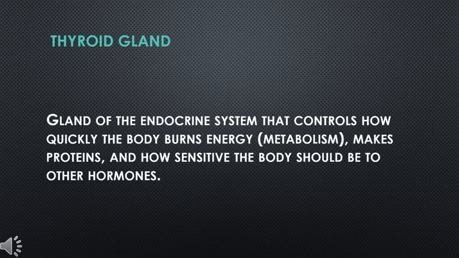Thyroid gland. Gland of the endocrine system that controls how quickly the body burns energy, metabolism, makes proteins, and how sensitive the body should be to other hormones.